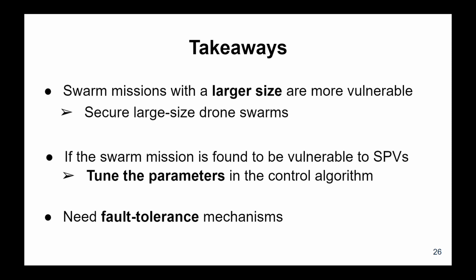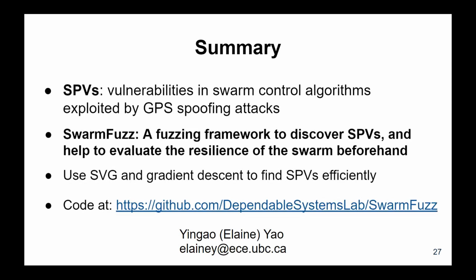Moreover, to the best of our knowledge, there is no fault-tolerant mechanism deployed in the mainstream distributed drone swarm systems today. For example, there is no mechanism trying to achieve a consensus among drones. Our work calls for such a fault-tolerance mechanism to secure the drone swarm.